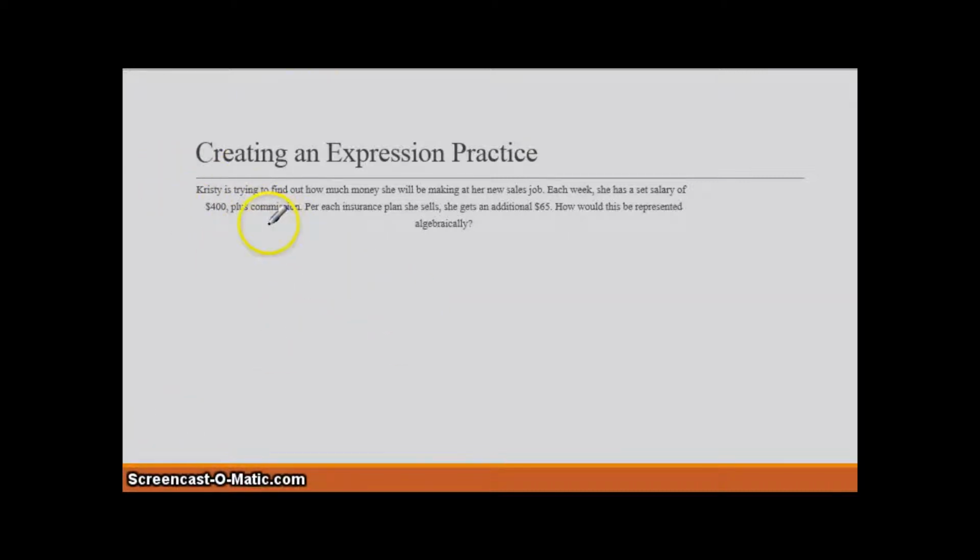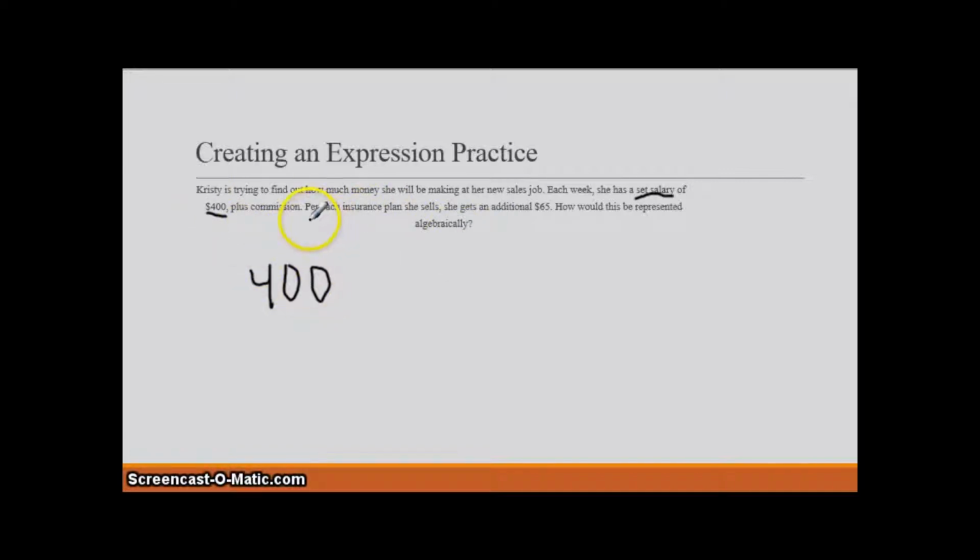Alright, we're back. And it says, Christy is trying to find out how much money she will be making at her new sales job. Each week she has a set salary of $400. So in that sentence, "set salary" of $400, you know that is going to be one of your main variables. Or not a variable, that's going to be a set number.